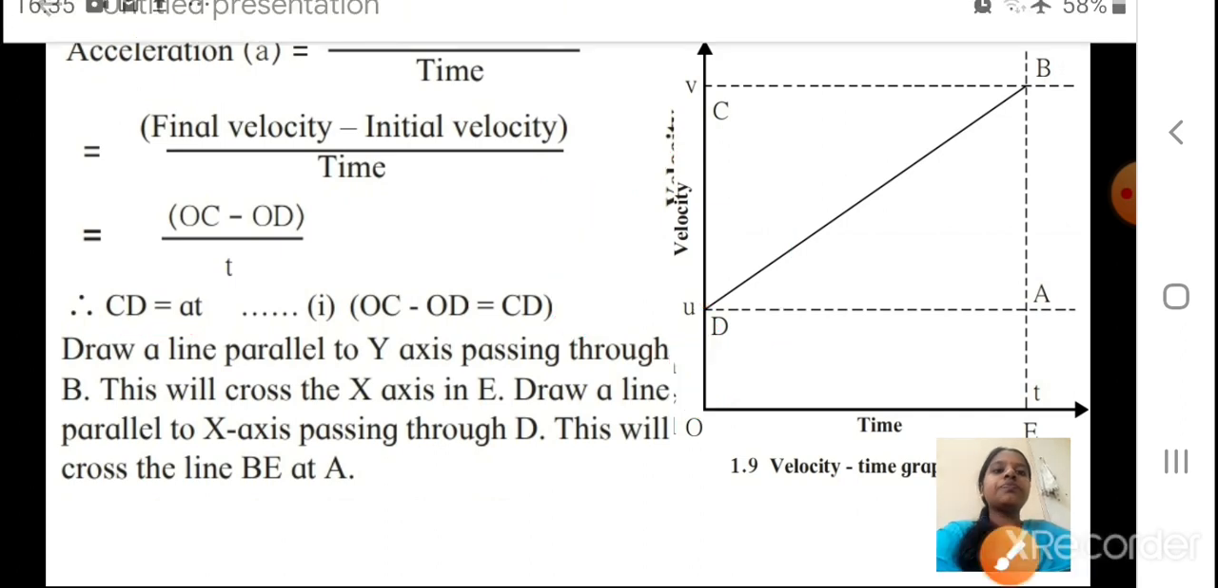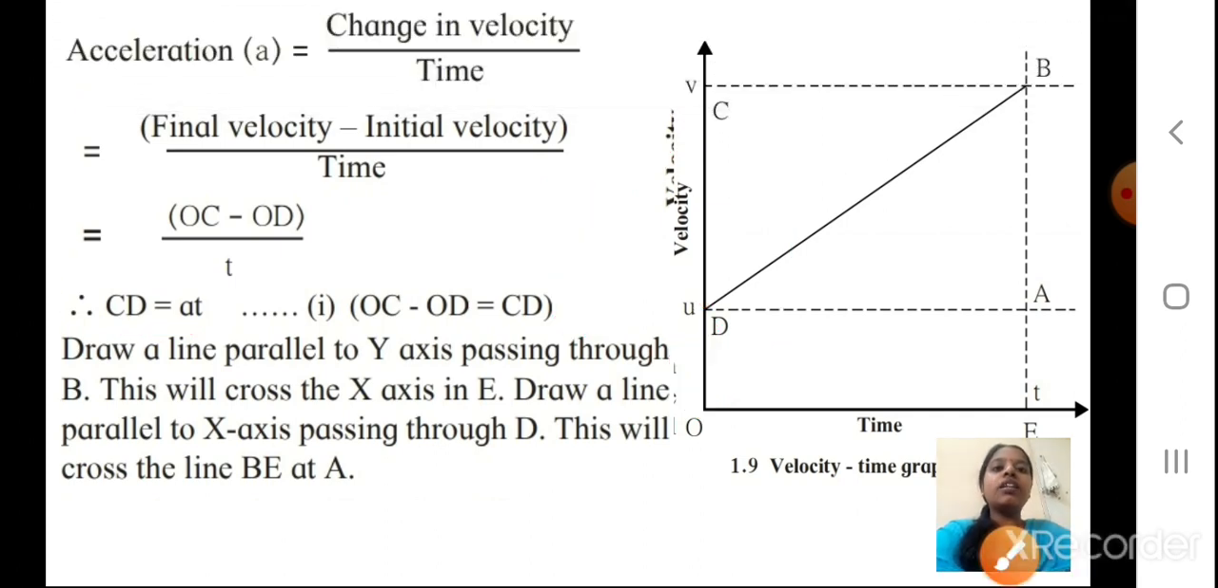Now see here, what do we have to do? Draw a line parallel to the y-axis passing through B. Here we have drawn a parallel line. This will cross the x-axis at E. Draw a line parallel to the x-axis passing through D. This will cross the line BE at A. So we are going to draw the parallel lines. You can see the dotted parallel lines drawn parallel to the x-axis. BC is drawn. Can you see AD? You can see BA and AE. All the dotted lines are the parallel lines which are drawn.